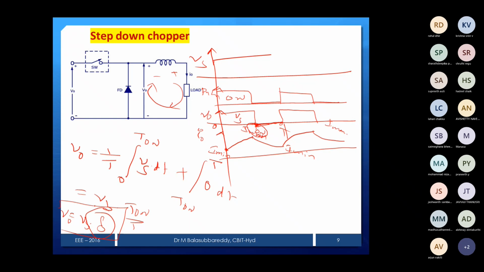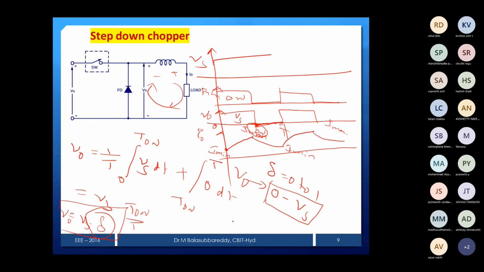This is directly the normal step down chopper. There I used only a switch to operate the chopper. Now the range of delta, as mentioned, is 0 to 1. Now put delta as 0 and delta as 1. You will get the variation from 0 to Vs. The output variation is nothing but 0 to Vs. That is the step down chopper.